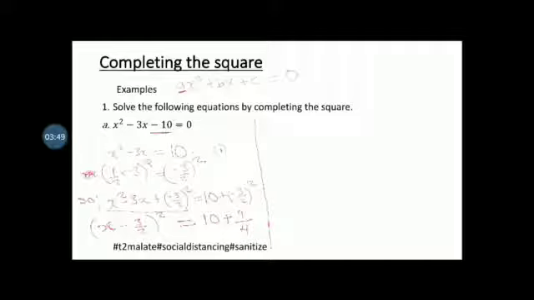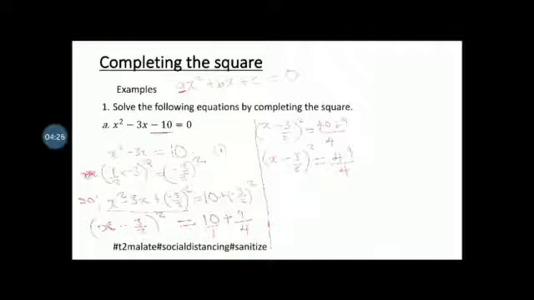So simplifying that, we're going to have (x minus 3 over 2) squared is equal to, let me make this 10 over 1, and we're going to have the common denominator 4. 1 into 4 is 4 times 10 will give us 40, plus 4 into 4 is 1, and 1 times 9 is 9, and this will give us (x minus 3 over 2) squared is equal to 49 over 4.